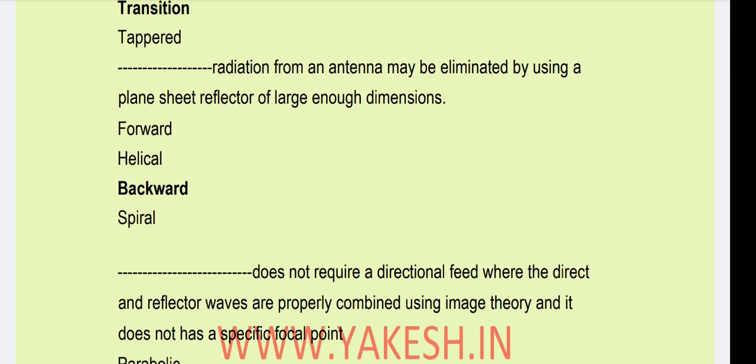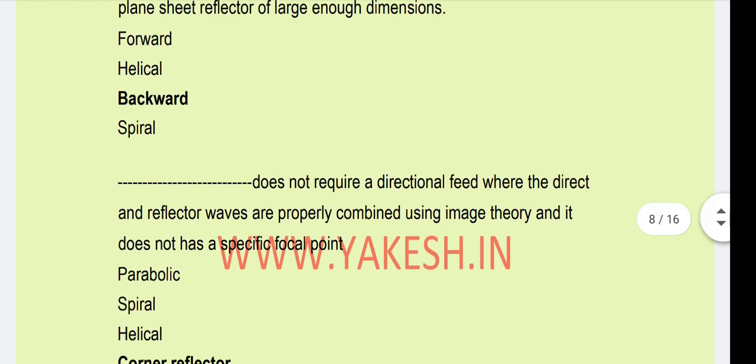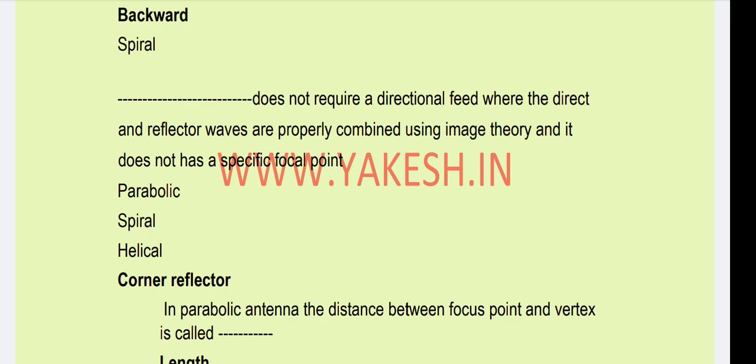Dash radiation from an antenna may be eliminated by using a plane sheet reflector of large enough dimension. Option C is the correct answer, backward radiation. Dash does not require a directional feed, where the direct and reflected waves are properly combined using image theory, and it does not have a specific focus point. Option D is the correct answer, corner reflector.